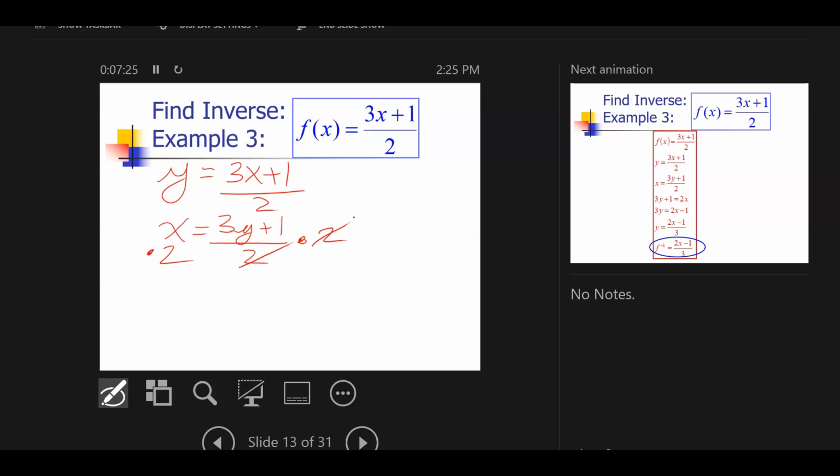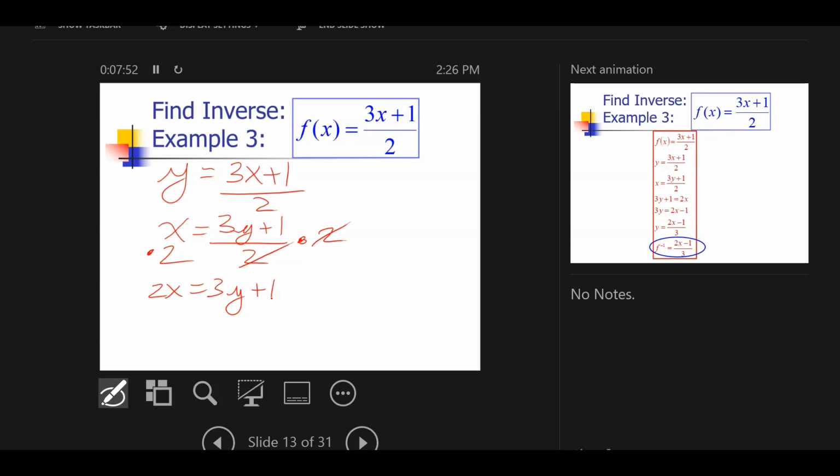Now don't get tricked. What's x times 2? 2x. Usually we write the number before the letter, right? 2x, okay? X times 2 or 2 times x is 2x, either way. So 2x equals 3y plus 1. The 2's canceled out, so it's just 3y plus 1 over there, okay?